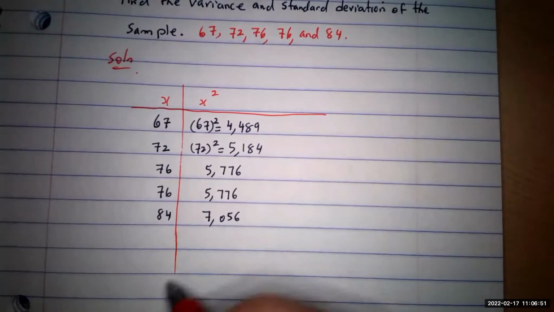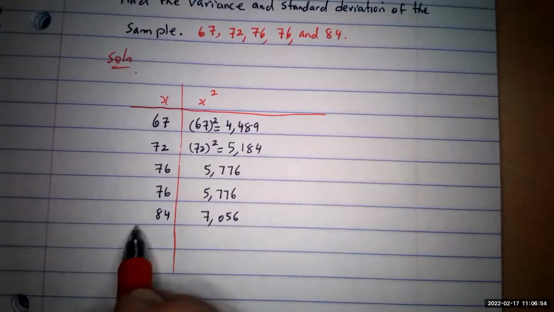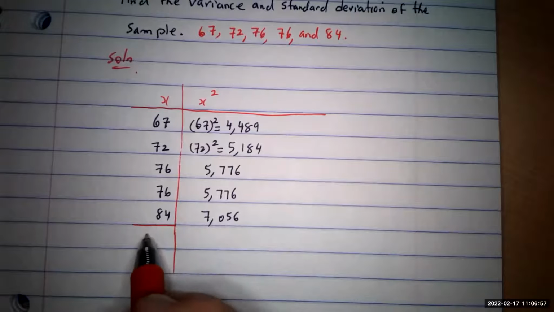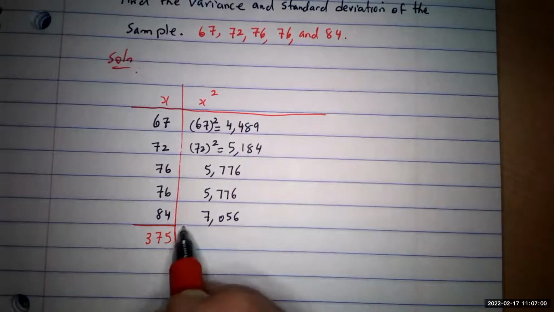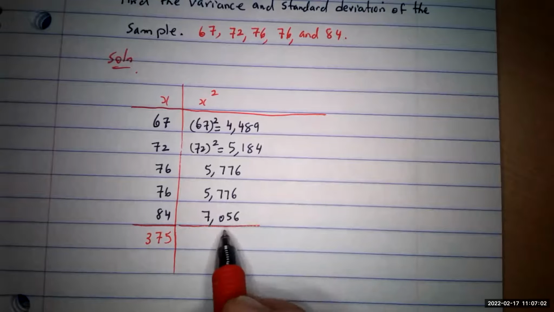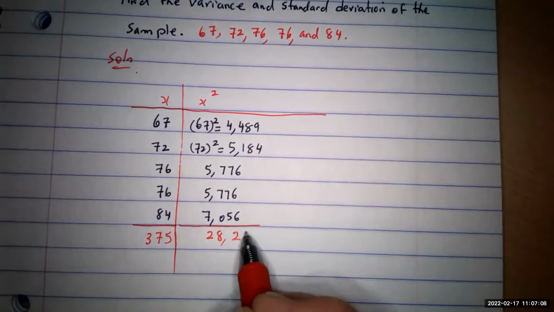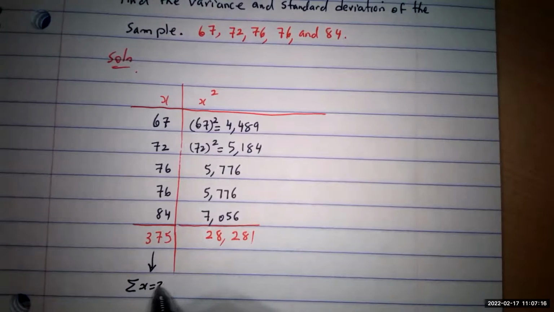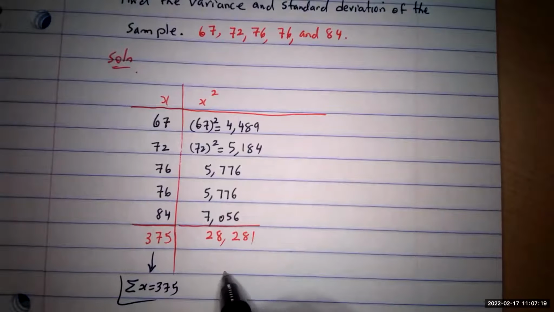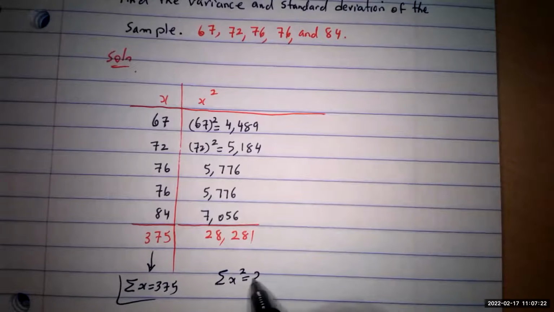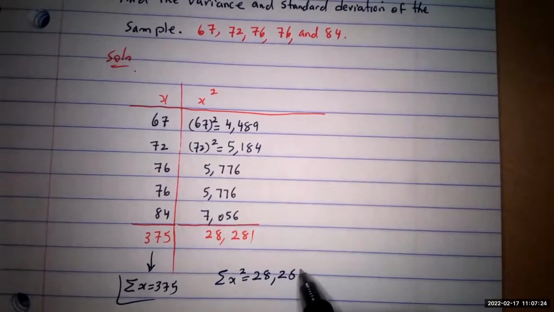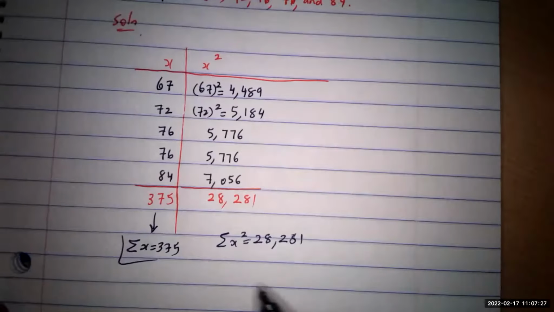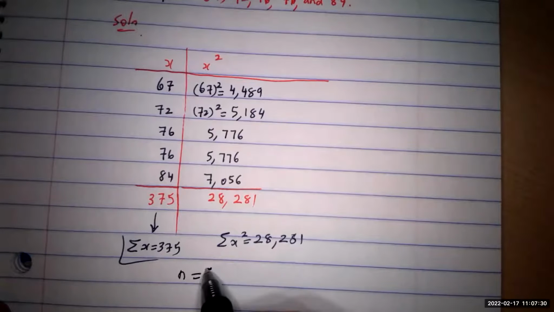So you have to add these columns together. You add this one, we already did it, 375. And you add this one, and that should give you 28,281. Okay, so this is sigma x, 375, and this is sigma x squared, which is 28,281. And you know that n, the number of observations, is 5.